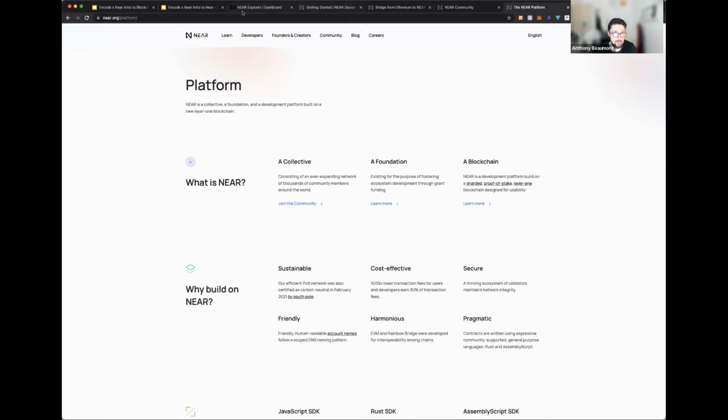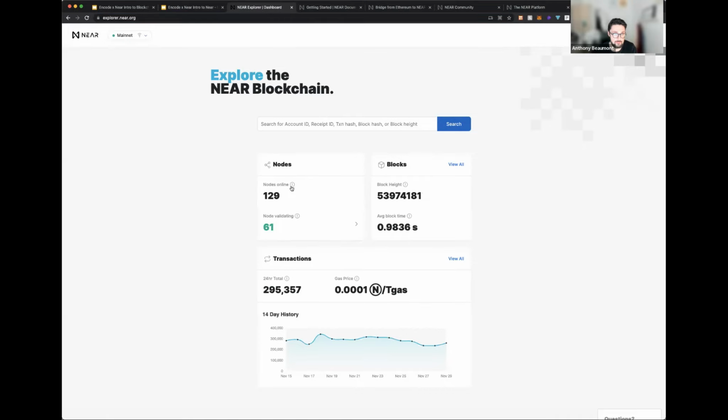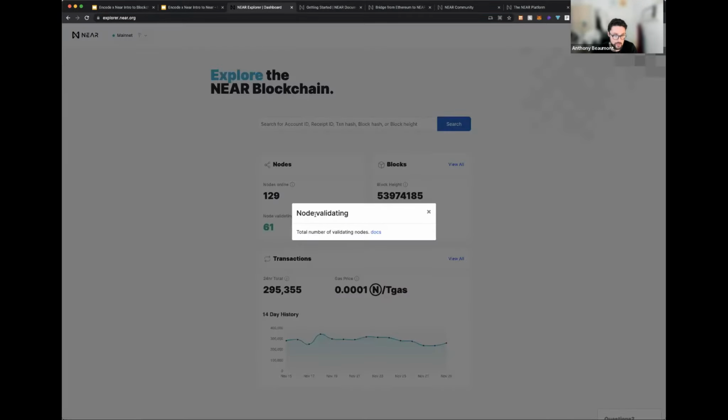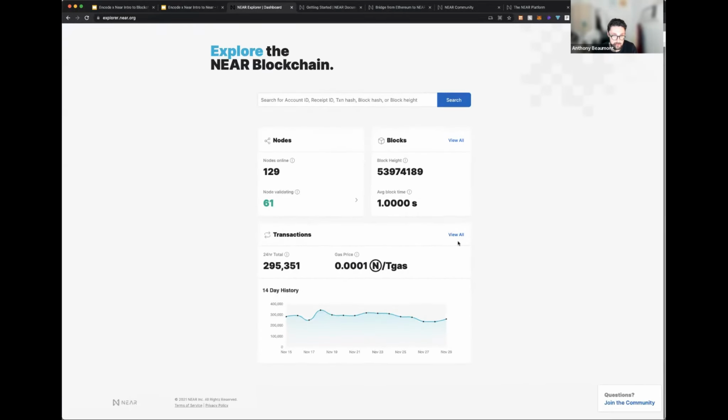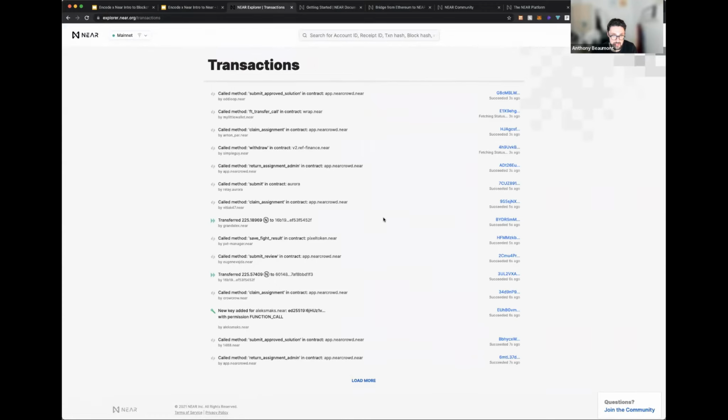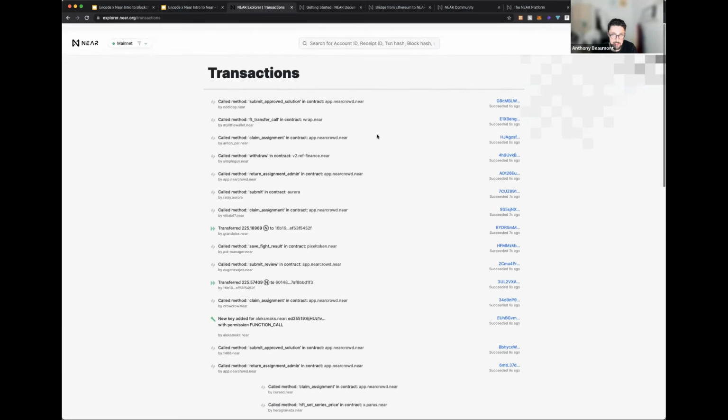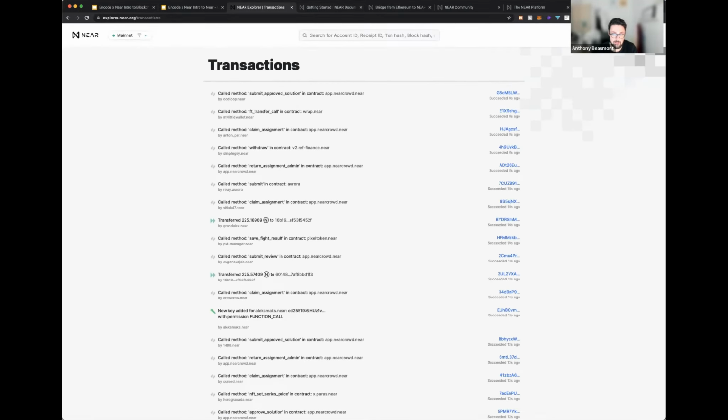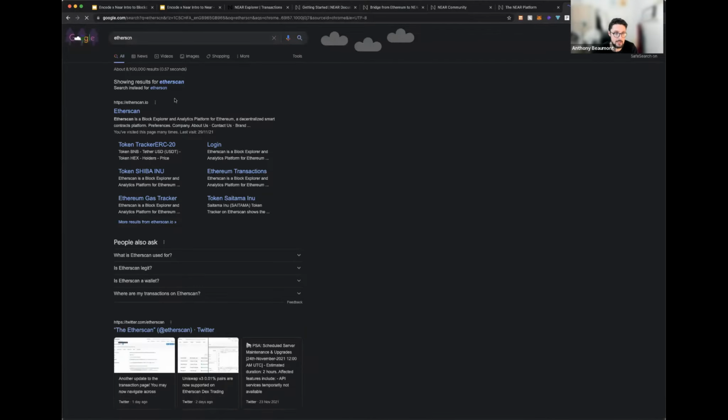Let's look at the Explorer. Oh, that was really easy. 129 nodes. So you could also argue there should be more. This is the Explorer, by the way. It's where you can see all transactions. This compares to, on Ethereum, something like Etherscan.